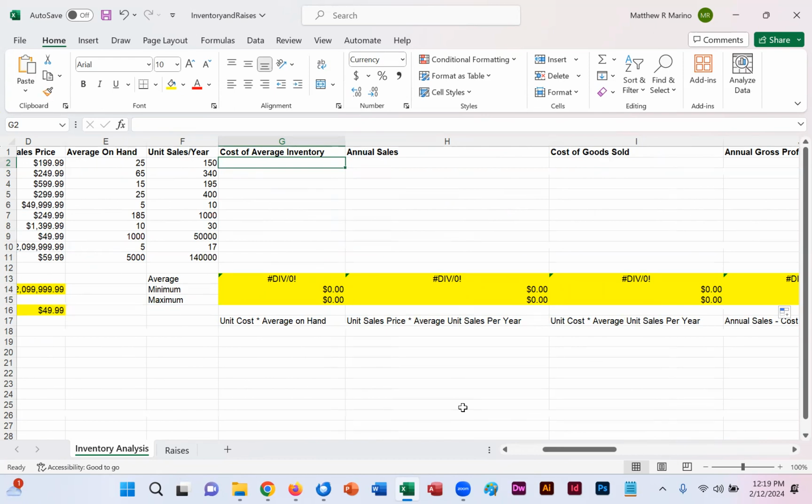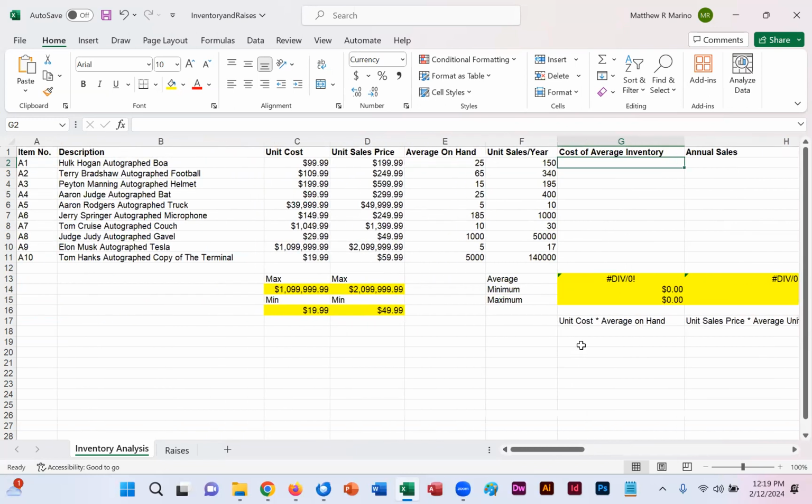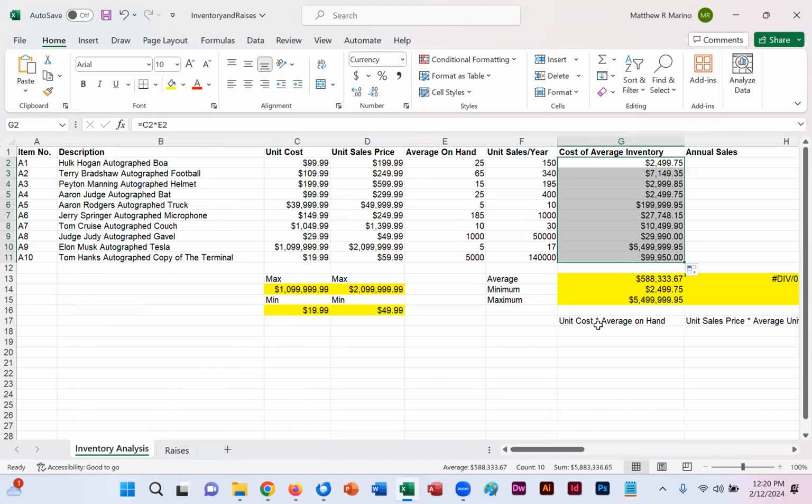is. So for your cost of average inventory, you're going to multiply your unit cost times your average on hand. So our unit cost is here in column C, multiplied by the average on hand, which is there in column E. So when we hit enter, we have an answer a little under 2,500. You'll notice that the average, min, and max all provide that number. But when we click back in and auto fill down, our average, min, and max are now all different.